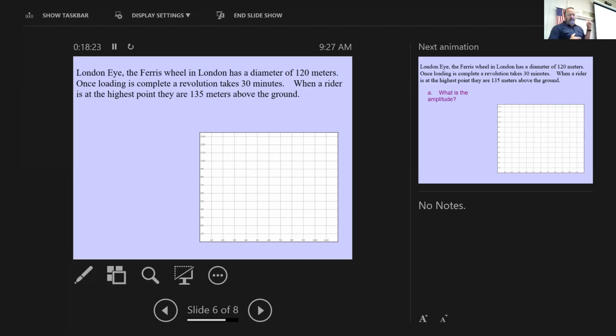And by the way, I actually modeled this. This is real stuff. I actually looked all this stuff up. This is a real life story. This is an application of simple harmonic motion.